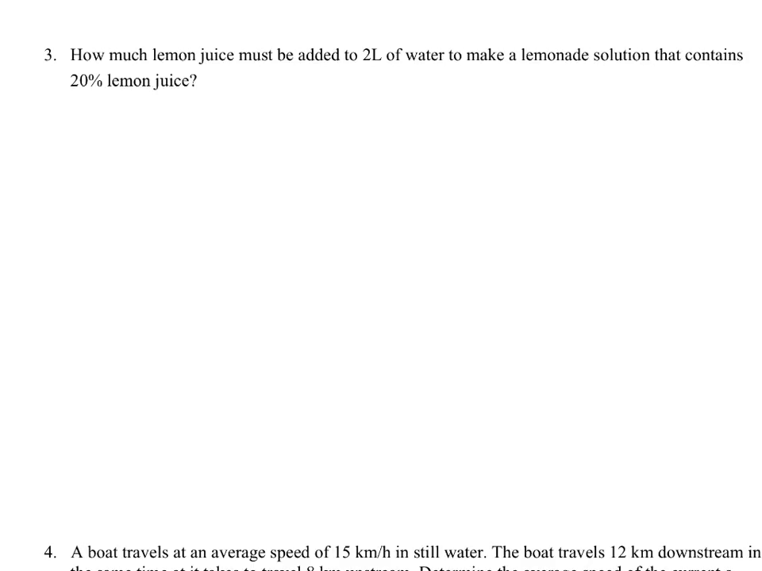In this question, we have 2 liters of water, and we want to add some pure lemon juice to these 2 liters of water to make a lemonade solution that contains 20% lemon juice. So we're going to use a proportion in how we set up our equation this time. Again, we need to begin by defining our variable. So I'll let x represent the amount in liters of pure lemon juice that we'll be adding.